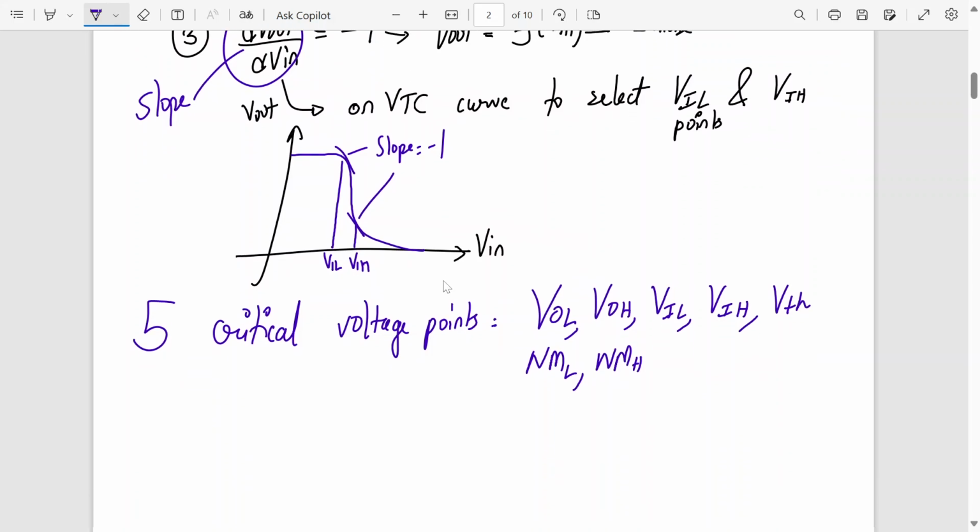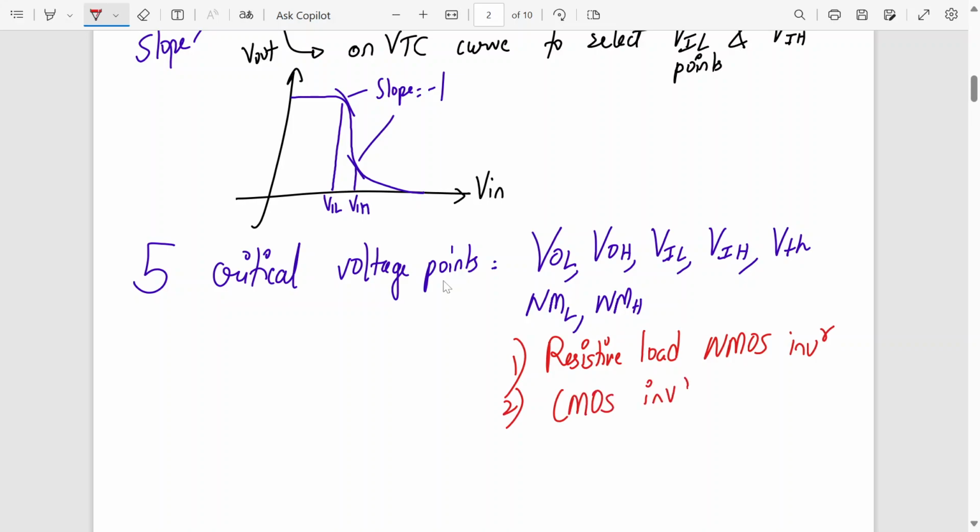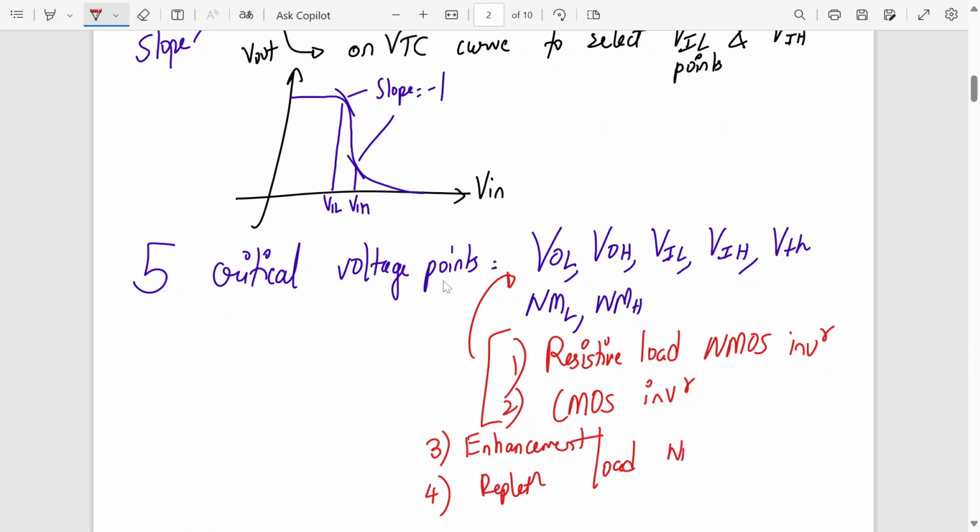And this has to be done for which inverters will we study in detail. Number 1, resistive load NMOS inverter. Number 2, PMOS load NMOS inverter, which is the CMOS inverter. So we have detailed analysis for them plus numericals, whereas we have a comparison for enhancement and depletion load. We have just the comparison, no analysis for enhancement and depletion load.